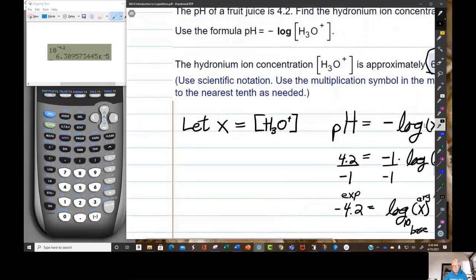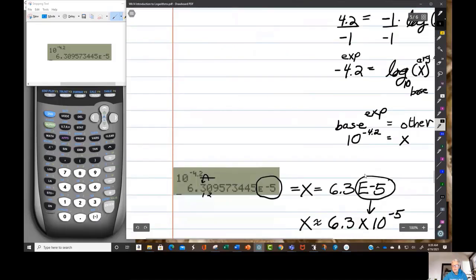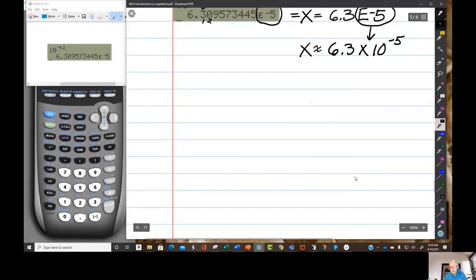Now the instructions say to write it in scientific notation, but if this were not scientific notation, I'm going to show you what 6.3 times 10 to the negative 5 is. This is code for 6.3 with the decimal point moved 5 units to the left. The negative sign means go left. So 1, 2, 3, 4, 5. Put a decimal point there and put a zero in each one of those little valleys. So what x equals in decimals is 0.000063.